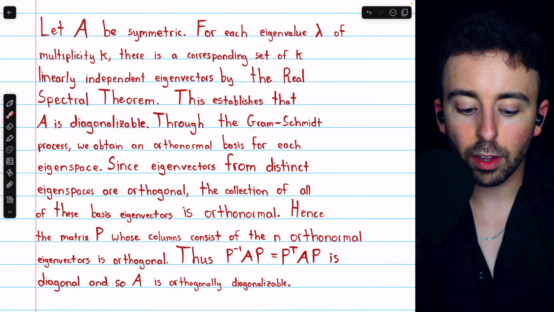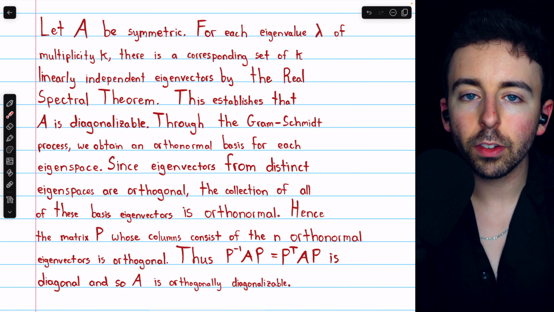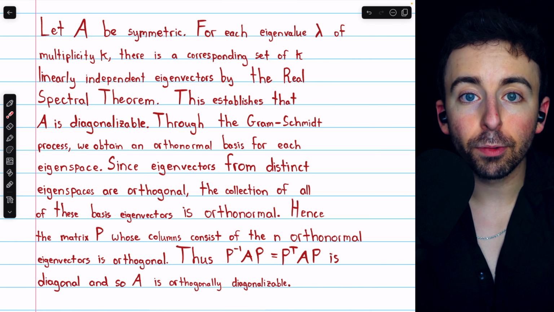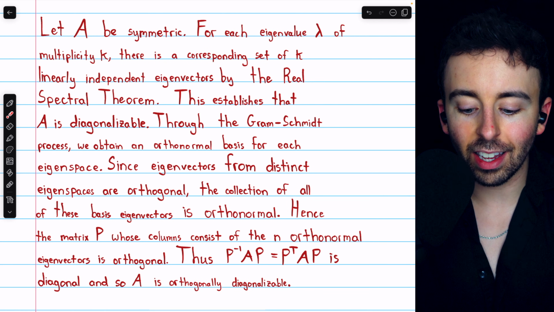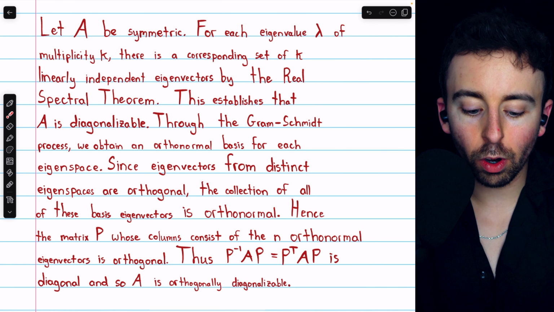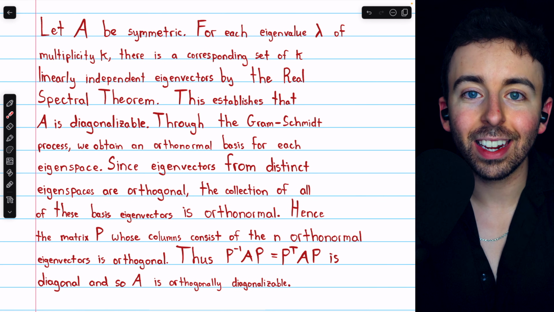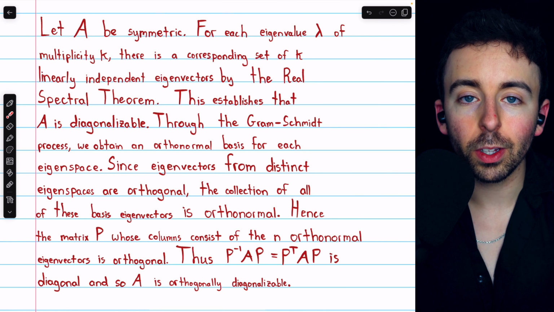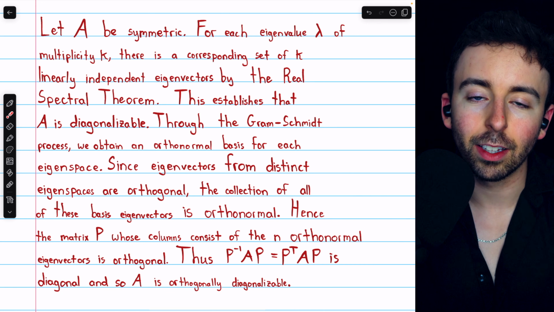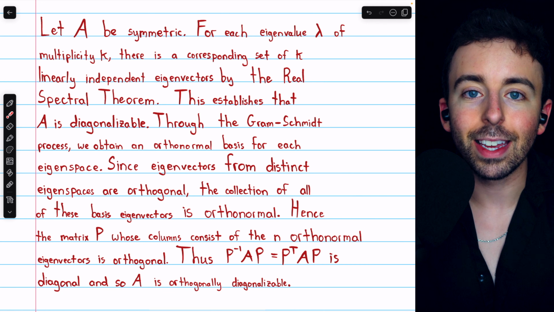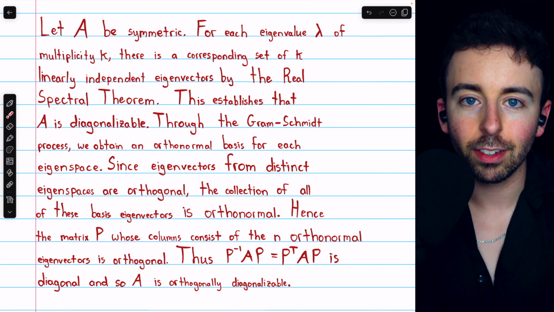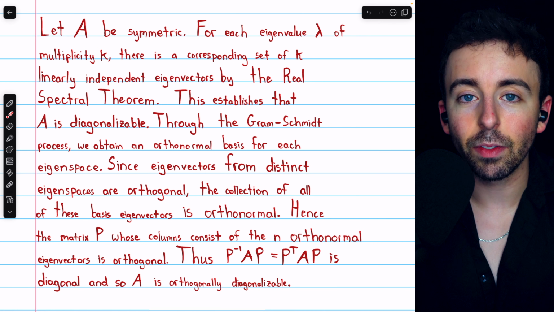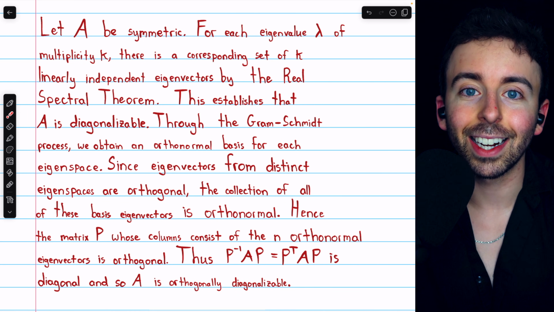So we can construct the matrix P whose columns aren't just the n linearly independent eigenvectors, but specifically whose columns consist of the n orthonormal eigenvectors that we just constructed. This means that the columns of P are orthonormal, and thus, by previous theorem, link in the description, we know that means P is an orthogonal matrix. We also know, since P's columns are n linearly independent eigenvectors of A, it must diagonalize A.